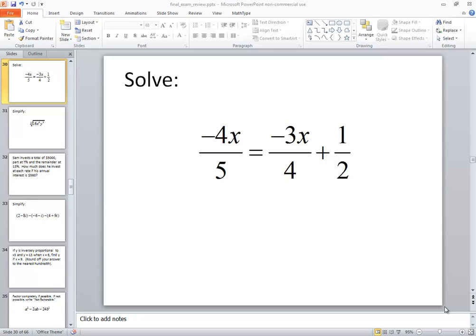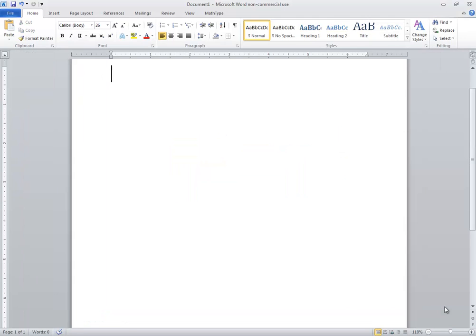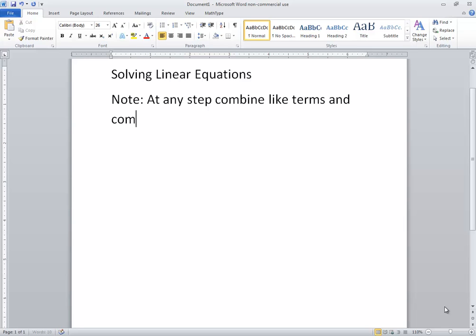Let's take a look at this problem. We want to solve. This is a linear equation, so let's review our steps for solving linear equations. So solving linear equations. We got a note up at top. It says at any step, combine like terms and combine numbers.